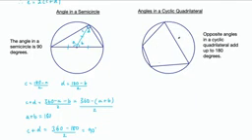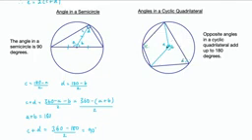Okay, so how do we go about proving this? Let's draw in the center of the circle, and then let's draw 2 radii to opposite corners of that quadrilateral. So we kind of split this up into 2 separate quadrilaterals. Let's label some angles. Let's call this one A, this one B, this one C, and this one D.